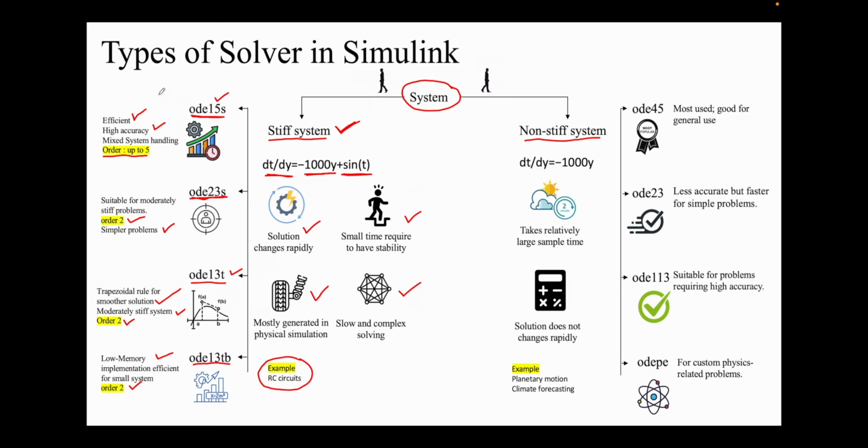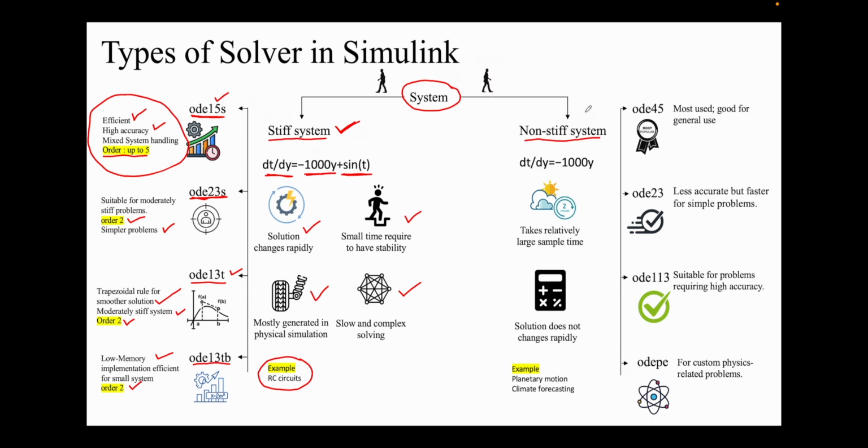So basically, if you see, ODE15s is the most efficient. If you do not know which one to use, you can use ODE15s, and it will solve both types of problems, the stiff and the non-stiff systems. But yeah, the accuracy will be very high, and here the calculation will be very complex. So you can start with this particular type of solver for stiff systems.